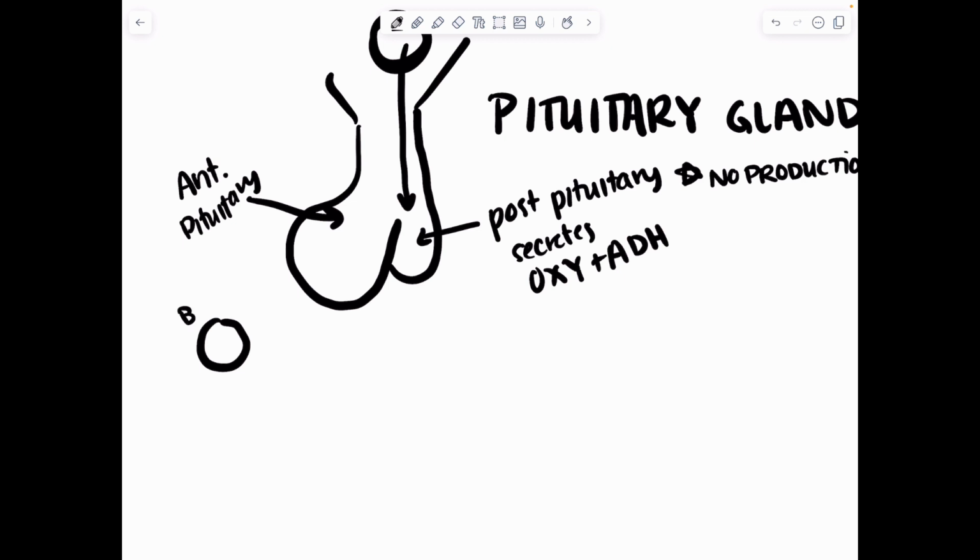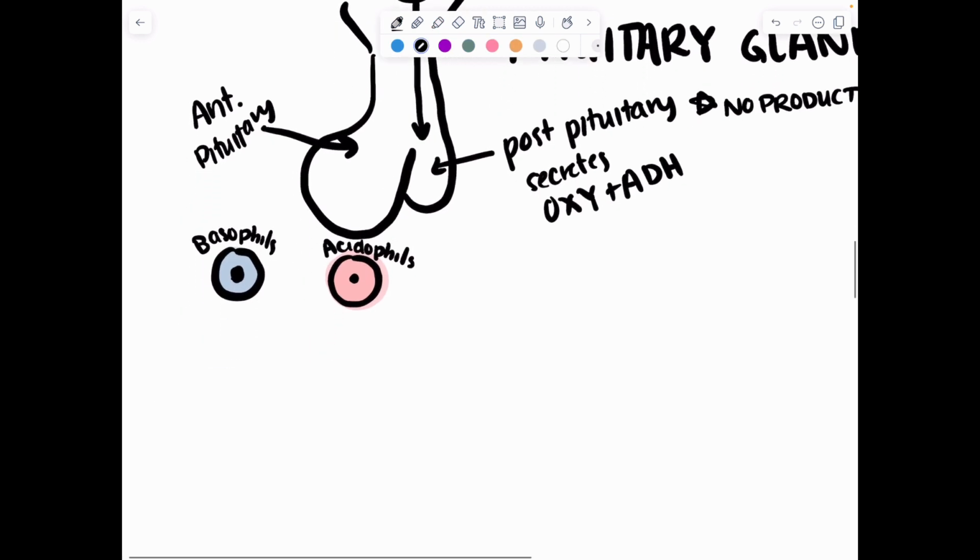We have our basophils, and we have our acidophils. They get their name from color, because when you stain them, the basophils come out a bluish color, and the acidophils come out in a pinker color. The basophils are going to produce 4 different hormones, and how you can remember it is basophil sounds kind of like a base, and the base of something, like a house, is usually flat.